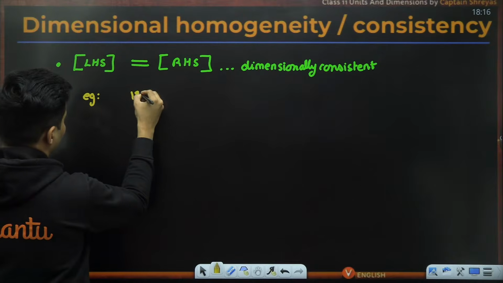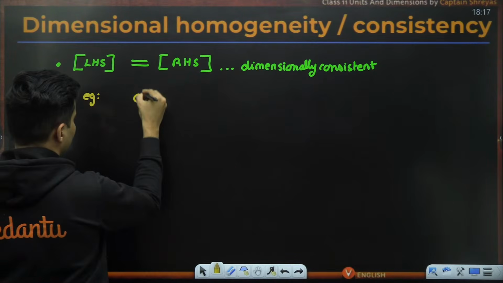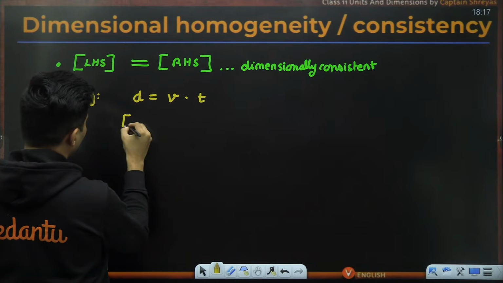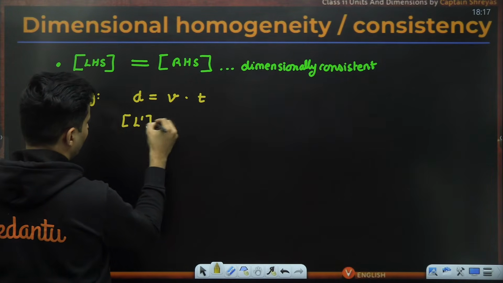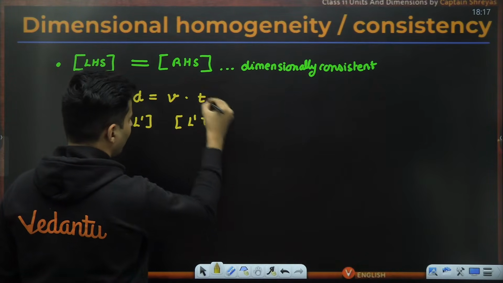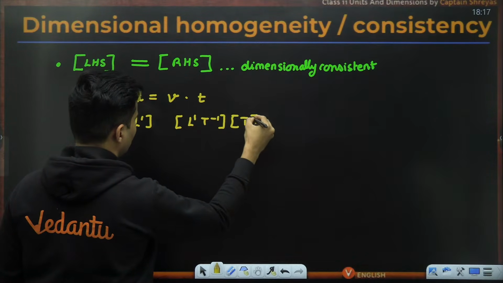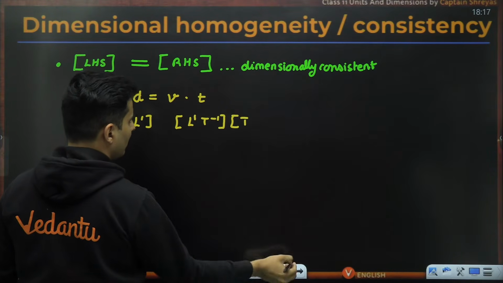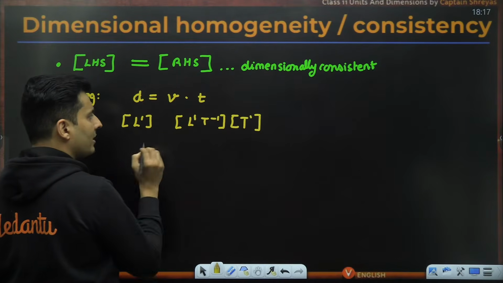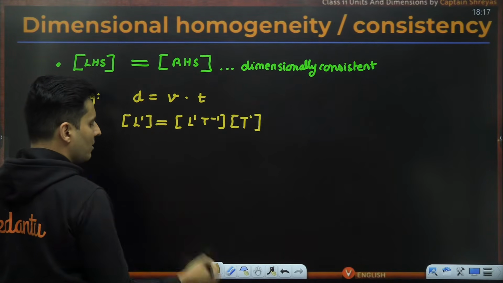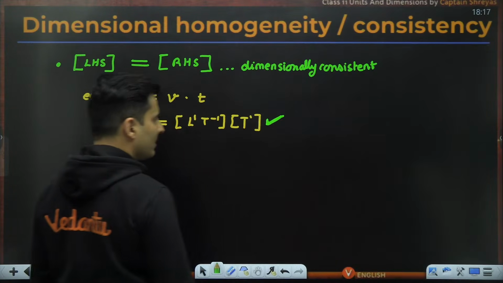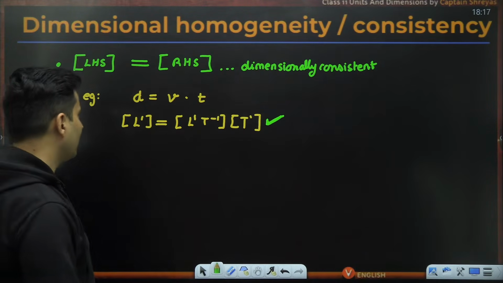Example: if I tell you distance is speed multiplied by time. If you check over here, on the LHS, the dimension is L raised to 1. On the RHS, it is L raised to 1, T raised to minus 1, and this time is just T raised to 1 over here. Minus 1 and plus 1 will cancel, and L raised to 1 will remain. So definitely I can put equal to. So 100%, this is dimensionally consistent.